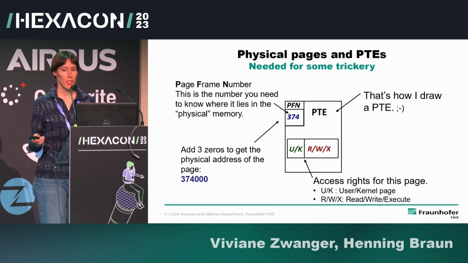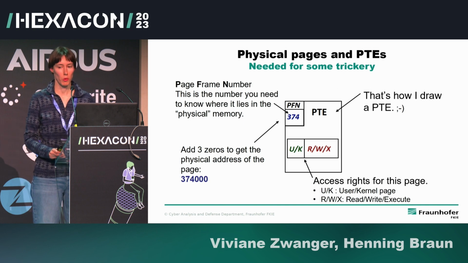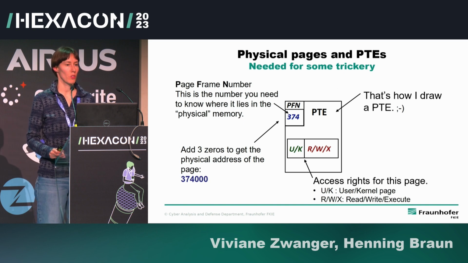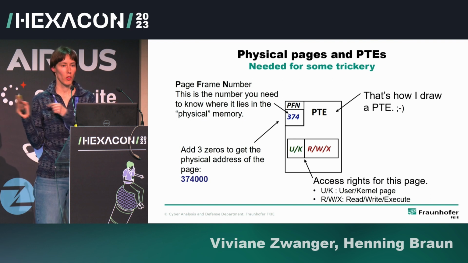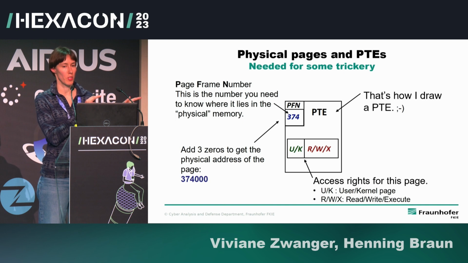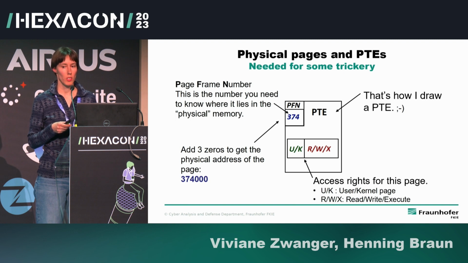So there are also access rights on this page table entry. For example, the user mode and the kernel mode flag. The rootkit authors liked to edit the U into a K or maybe a K into a U, but I think the first case is more common due to obvious reasons. The other thing is that there are read, write, and execute access rights.